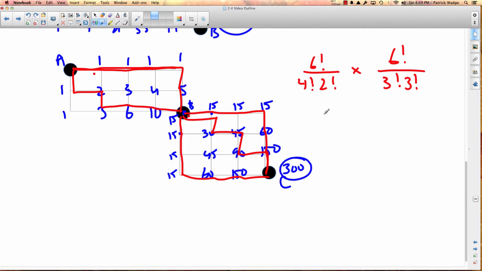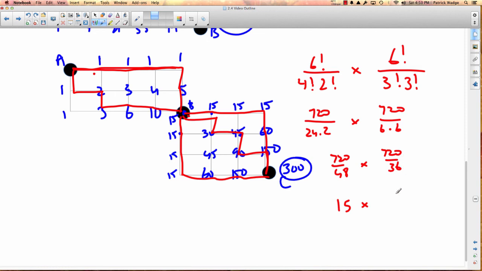Okay, this one. I think we said 6 factorial was 720. 4 factorial is 24 and 2 factorial is 2 times 720. 3 factorial is 6 times 6. So this is 720 over 48 times 720 over 36. 48 goes into 720 15 times, and 36 goes into 720 20 times, and 15 times 20 is 300, and that's exactly the answer we wanted. It worked. Okay, I kind of enjoy those permutations, pathways questions, and I hope you do too.